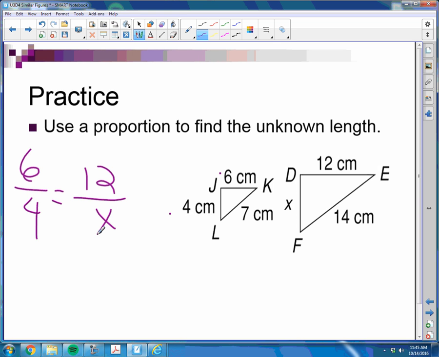As long as I'm picking corresponding parts when I set my proportion up, it works. How do I get from here to here? Times 2, times 2. Watch this. I could also have set up 4/x and set it equal to 7/14. I could have done that. And then you could have just done 14 times 4 and got the answer divided by 7, right?